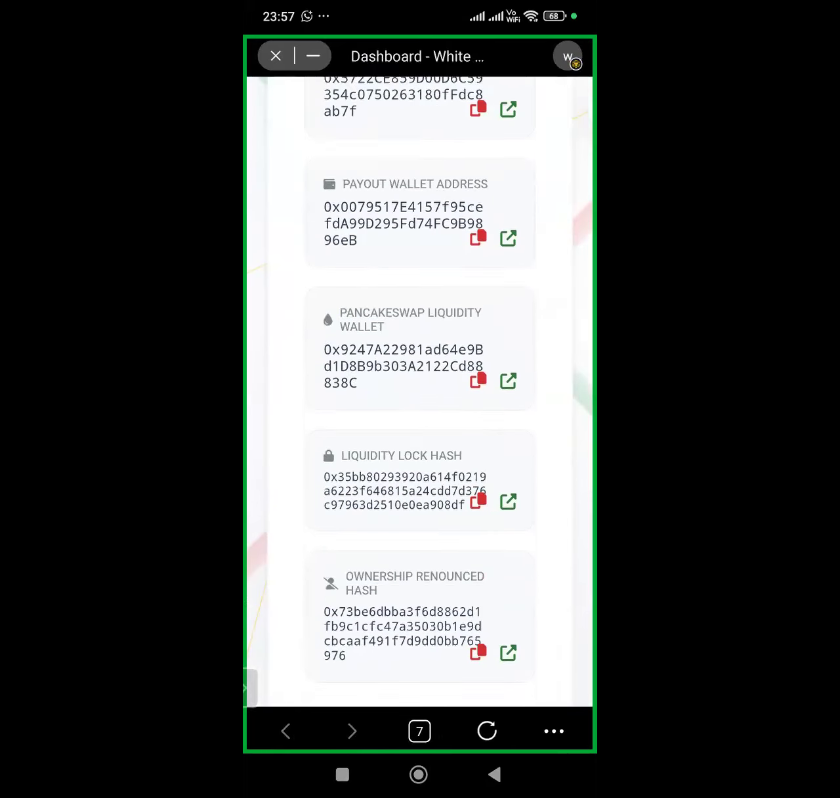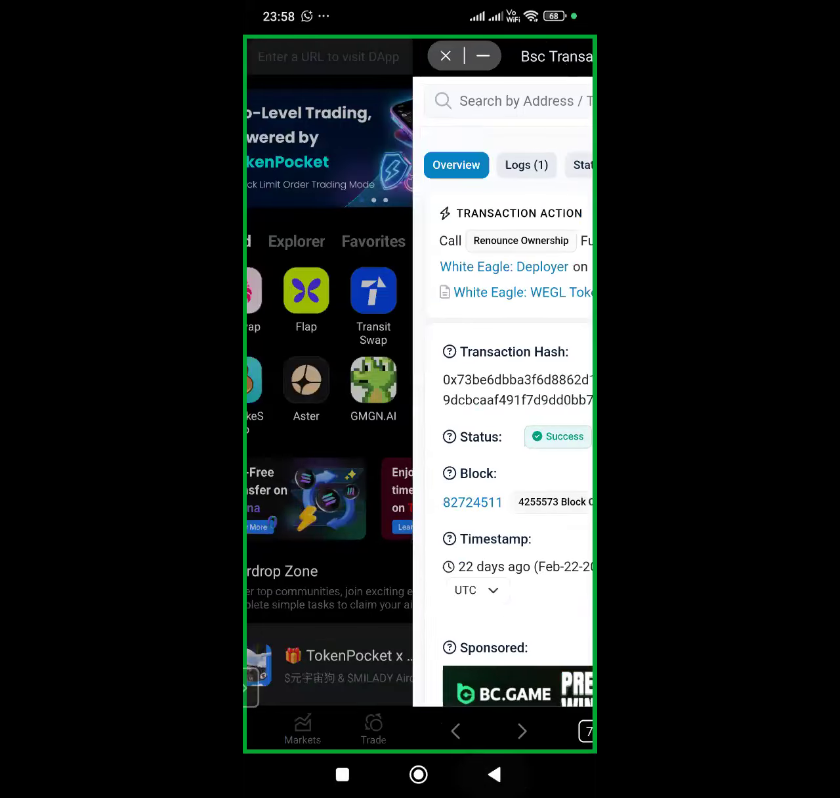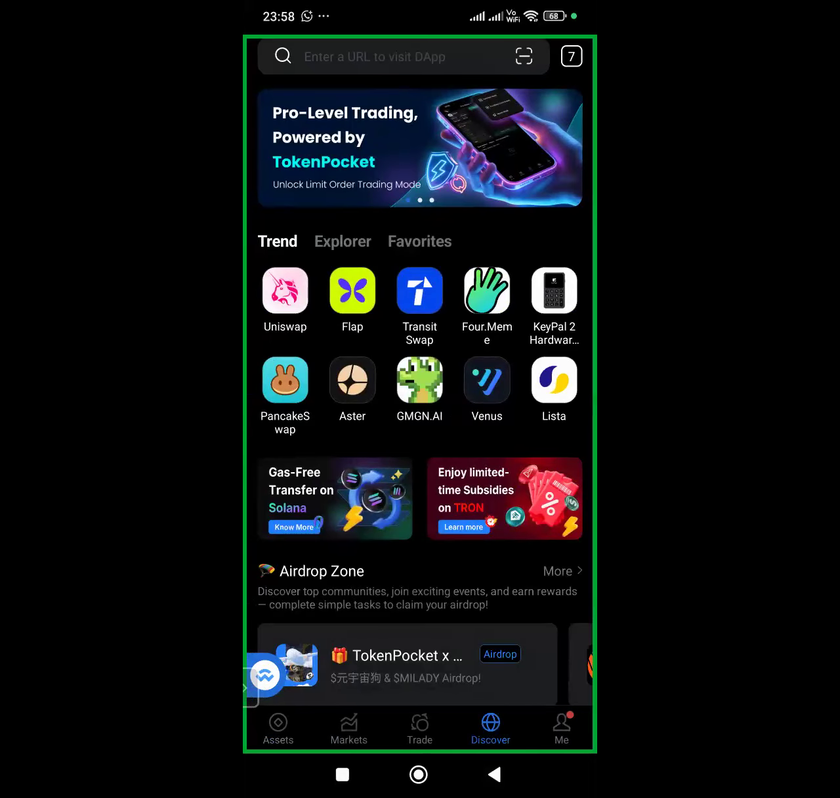So now you can verify it. See here what the owner has done. This was the deployed address. This is our contract address, WEGL, that has been renounced. This is the transaction. Guys, this system has been made in such a smooth and secure way, not a single hidden function.